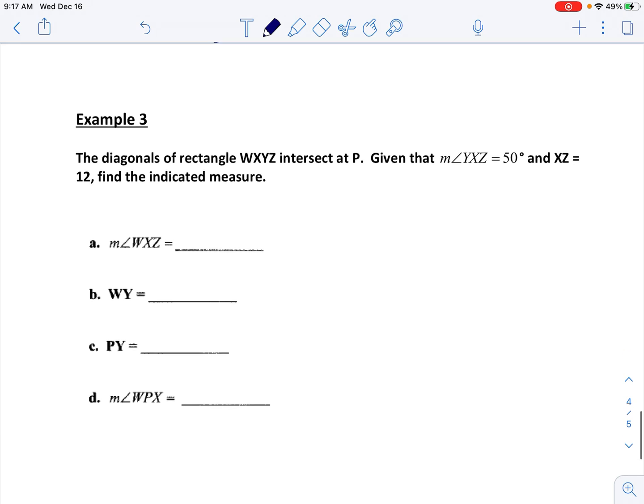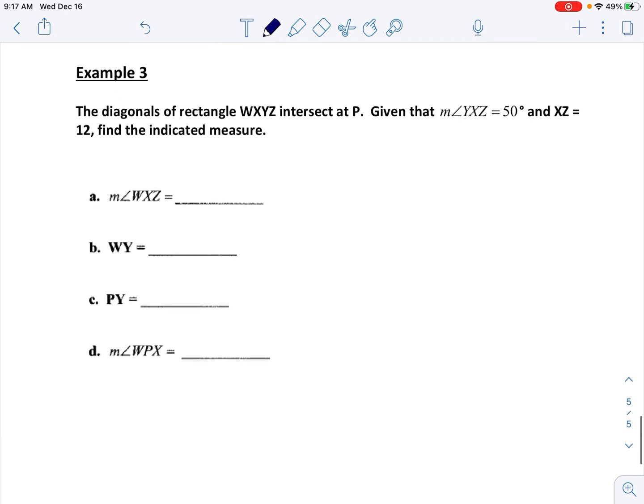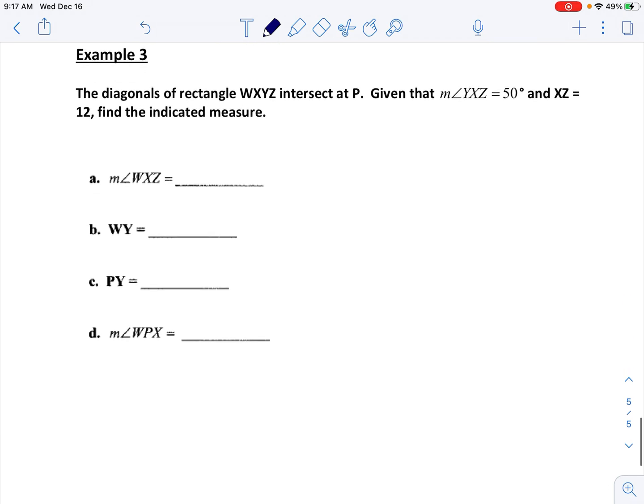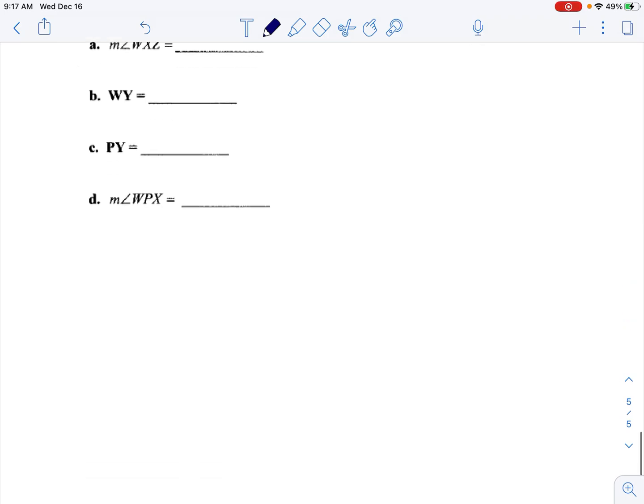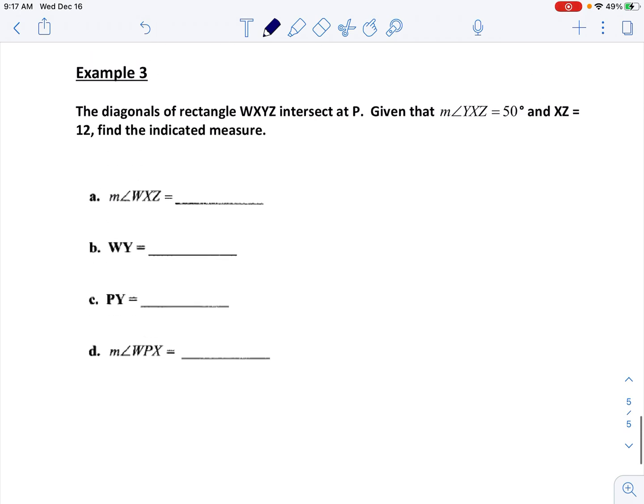And then here we are at our final example. It might help to draw a picture. I believe I've seen this with a picture before. So it says the diagonals of rectangle WXYZ intersect at P. Given angle YXZ is 50 degrees and XZ equals 12, find the indicated measure. So if we don't have a picture, you know what I'm going to do? I'm just going to sketch one here.